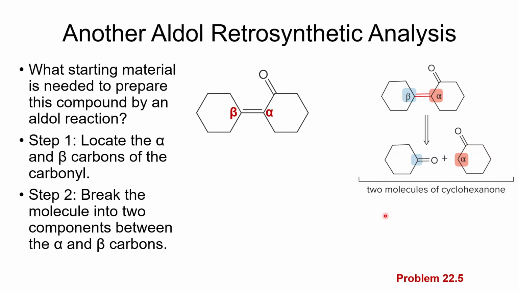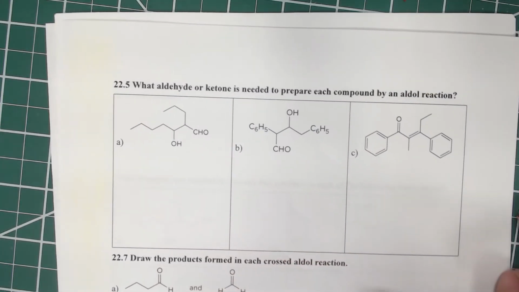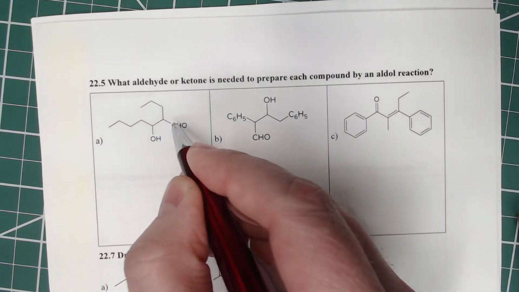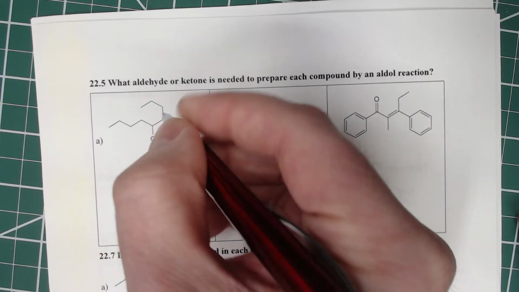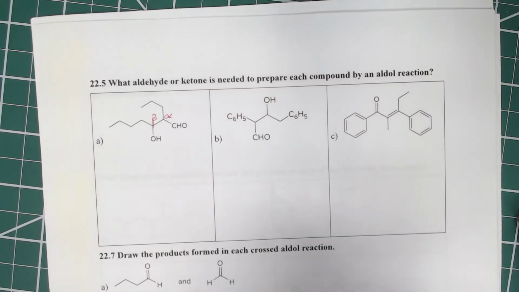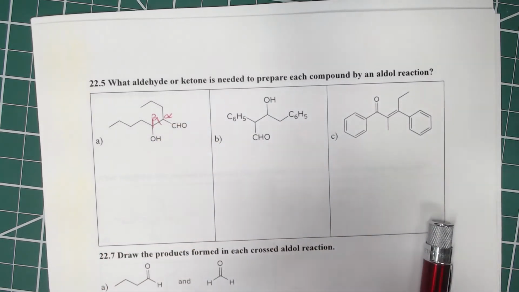Let's look at number 25. And again, we're just trying to find where our alpha and beta carbons are, and in doing that, we should be able to do this. So here we have our OH, and here's the carbon adjacent. So this is our alpha carbon, and this is our beta carbon. So since that's our alpha and beta, this was the new bond that we formed. So we'll just kind of cut that apart.